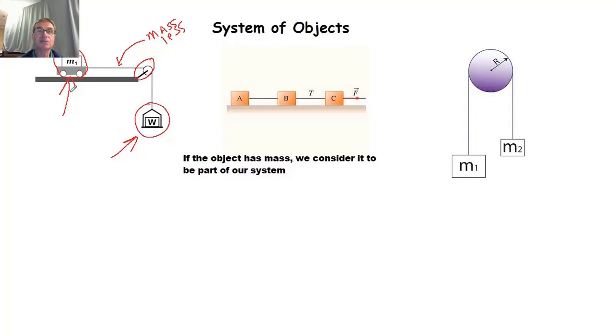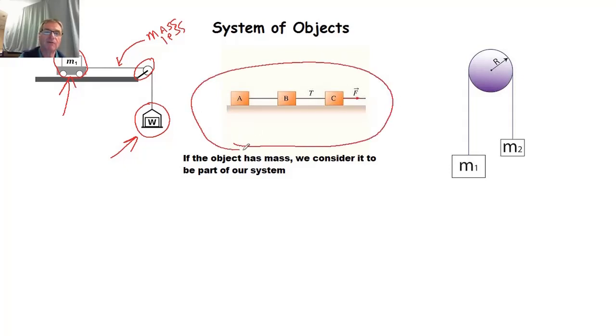The table itself would not be part of our system. It would not be an object in our system. It's part of our system, but it would not be an object in our system. The cart is resting on the table, but that's as far as it goes. Okay, let's look at the middle situation here.